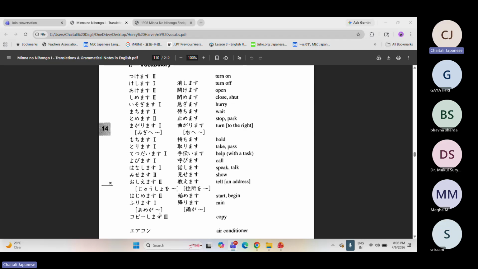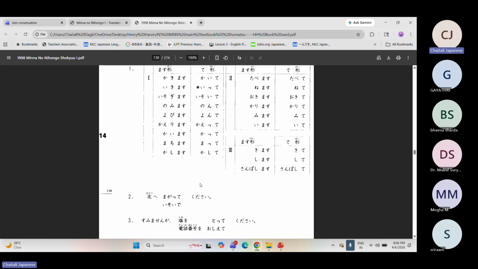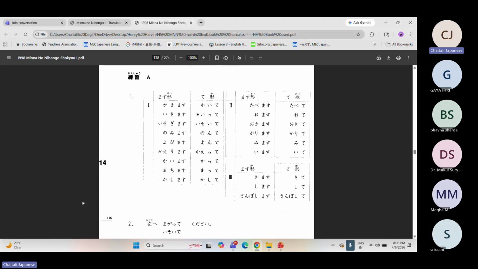So this chapter is all about your verb in te forms. Okay. Now, if you look at your textbook, chapter number 14, page number 116. Okay, you are looking at three boxes, box 1, box 2, and box 3. The meaning of these boxes is these all are your group 1, these are your group 2, and this is your group 3. Now, how are we going to change your verb from masu form to te form?